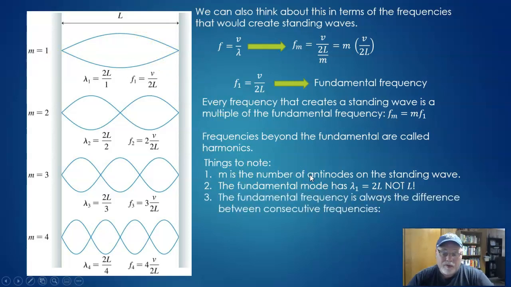Okay, the final thing is that the fundamental frequency is always the difference between consecutive frequencies, okay? In other words, you can always find the fundamental by taking the difference between, say, one frequency or one harmonic and the harmonic behind it. In other words, if we look at this, the difference in this one and this one, well, I've got 3v over 2L minus 2v over 2L. What's that going to give me? It's going to give me v over 2L, okay? So anytime I take a harmonic and subtract the frequency of the previous harmonic, I'm going to get the fundamental out of that, okay?